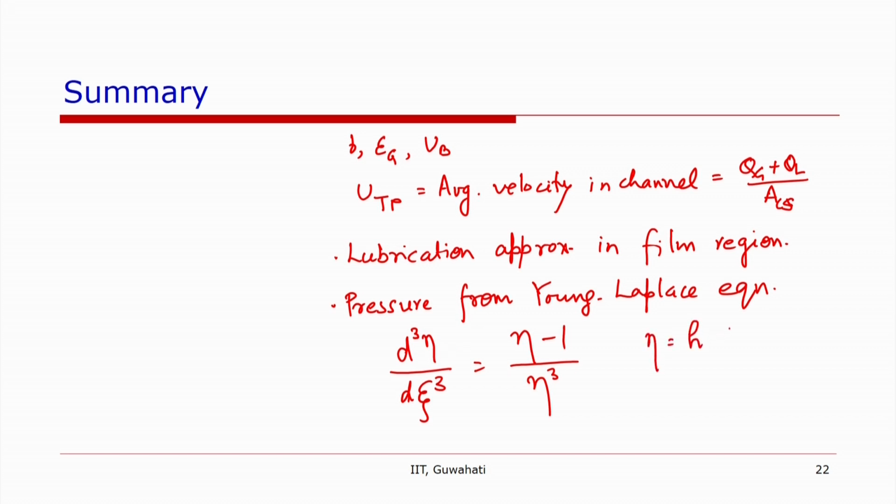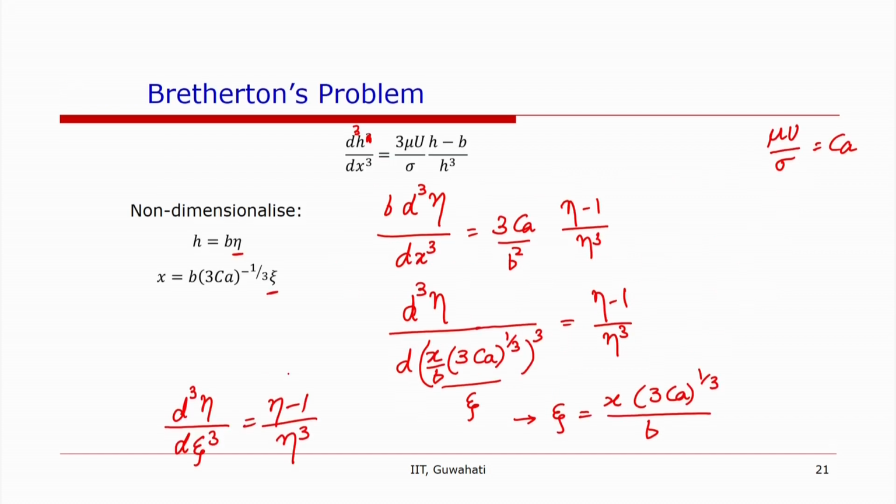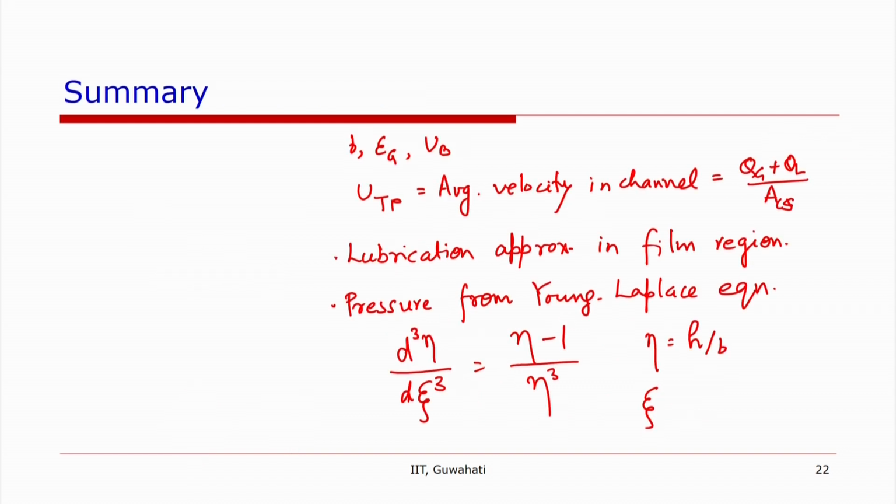h by b. So this is the radial coordinate or the coordinate in the transverse direction, and psi is x over b into 3 Ca power 1 by 3. So this is a non-dimensional coordinate in the axial direction. So the solution of this equation will give us the bubble interface. Of course, we will need to apply a few boundary conditions to it. Okay. Thank you.